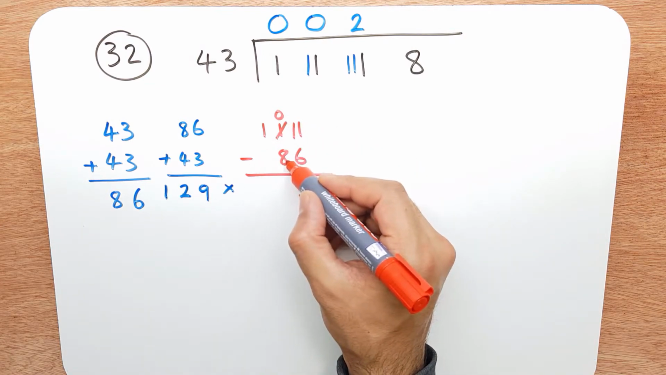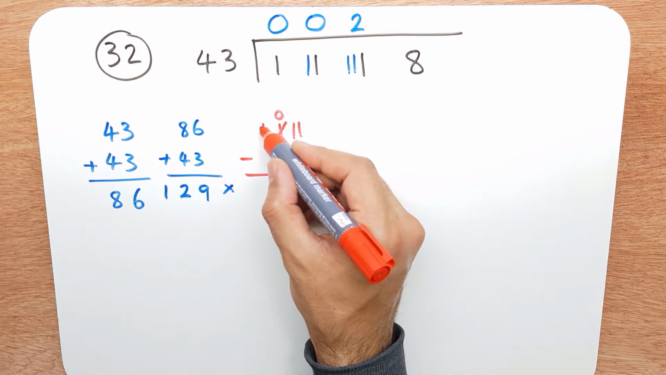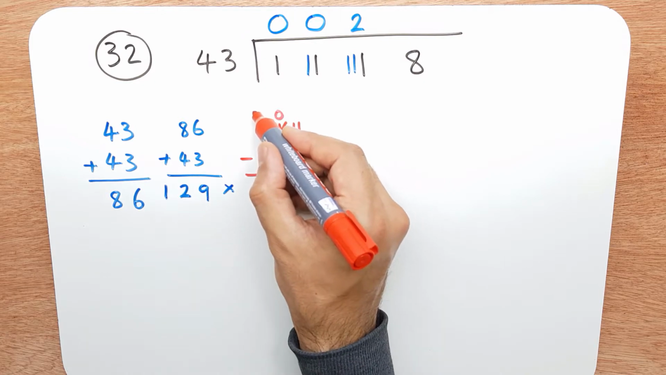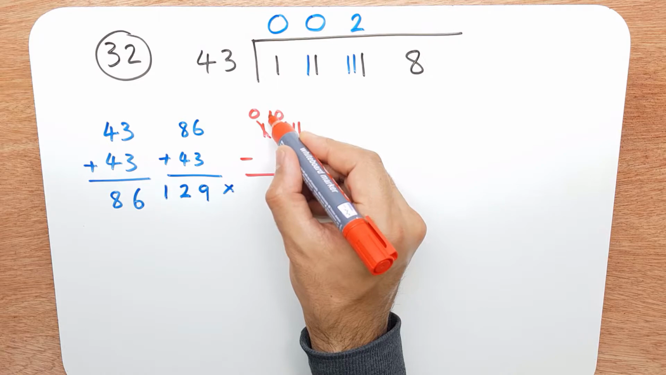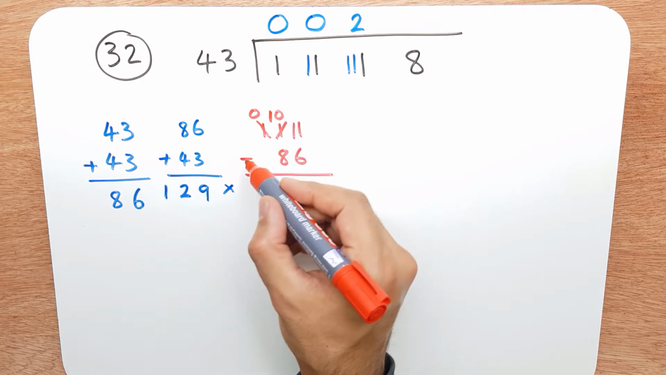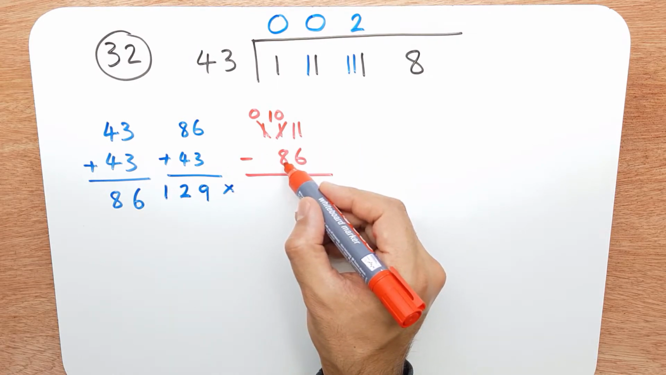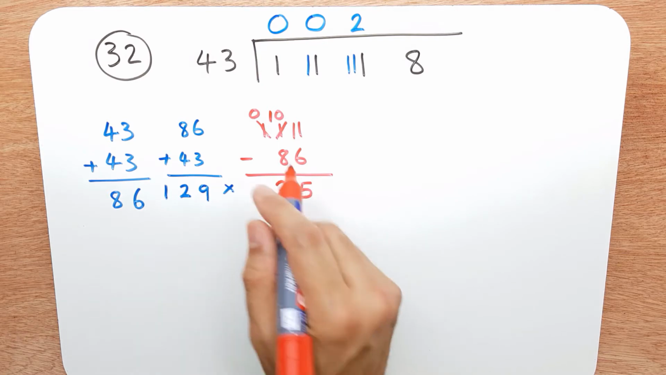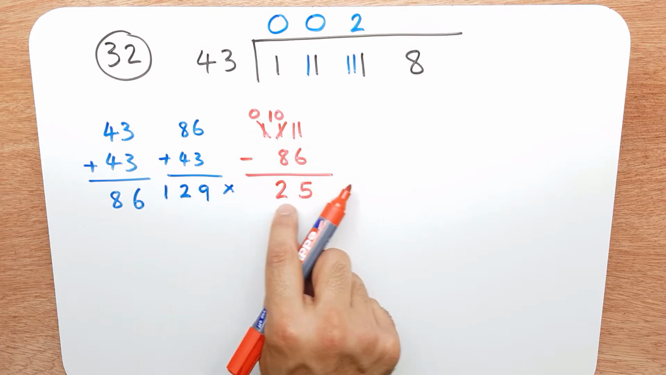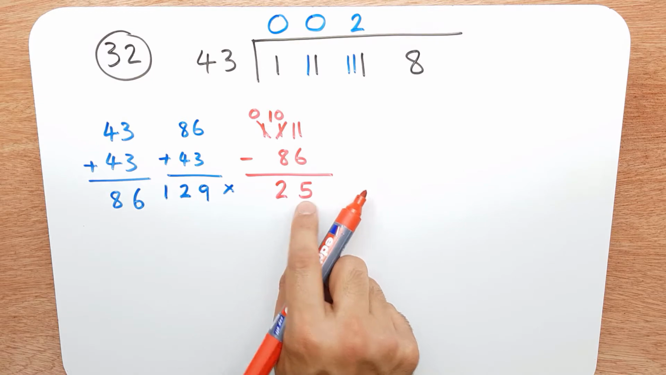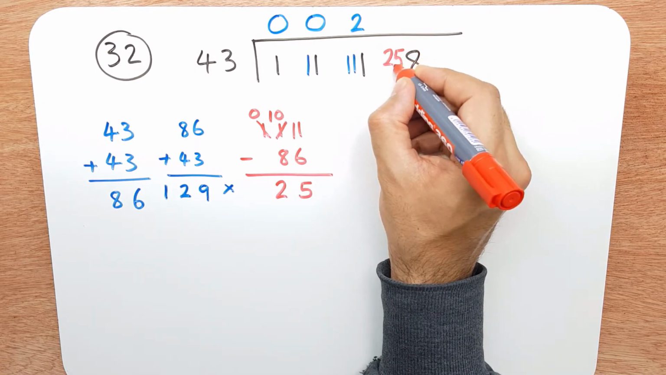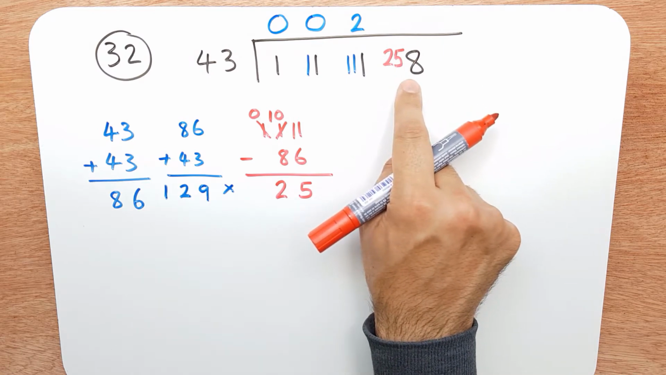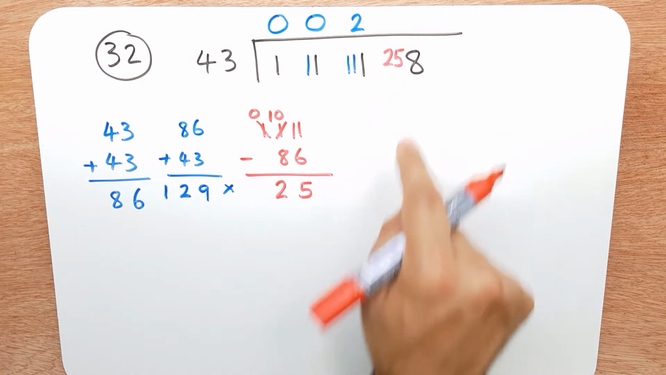0 take away 8, we can't do. So we go to the neighbour, borrow 1, that becomes 0, and the 1 we've borrowed turns the 0 into a 10. Now it's 10 take away 8 is 2. And that's 0, so we leave that. So that's 25. We get remainder 25. We carry the 2 and the 5 over, so this 8 now becomes 258.